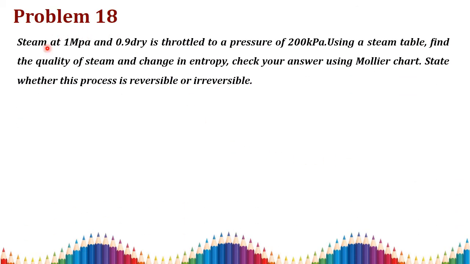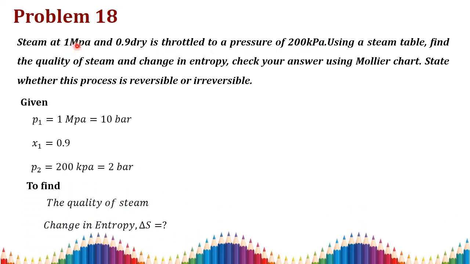Problem number 18. Steam at 1 megapascal and 0.9 dry is throttled to a pressure of 200 kilopascal. So initially the steam is at pressure P1 equal to 1 megapascal, which is equal to 10 bar, and the dryness fraction is given, that is x1 is equal to 0.9. So the initial condition of the steam is wet, and it is throttled. If it is a throttling process, the specific enthalpies are equal, so H1 is equal to H2, at a pressure of 200 kilopascal. So P2 is equal to 200 kilopascal, that is equal to 2 bar.